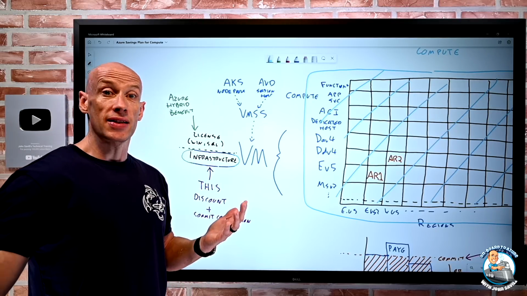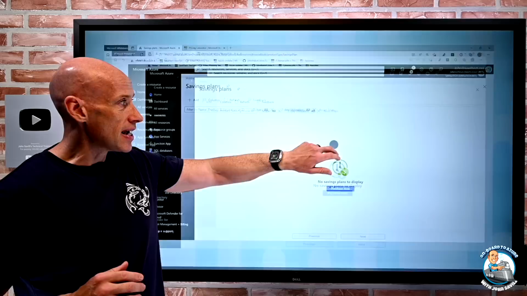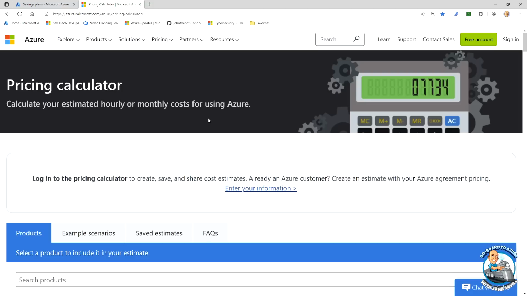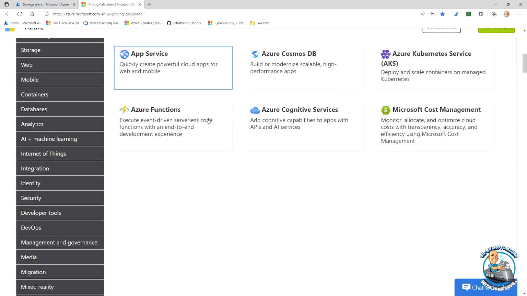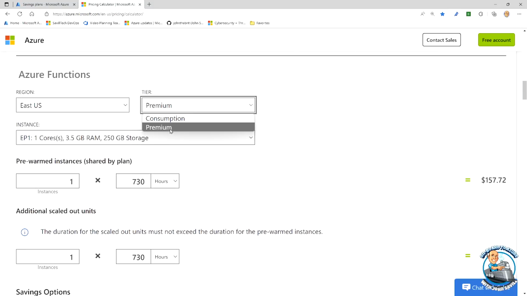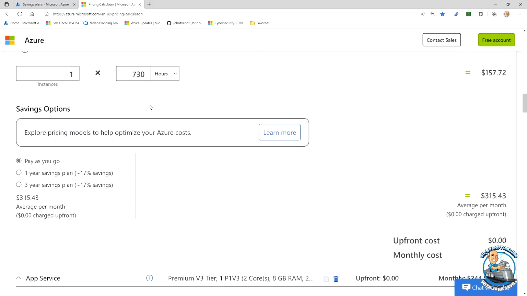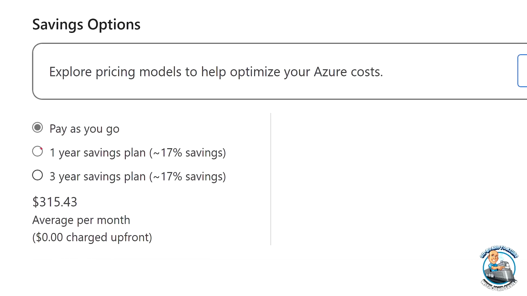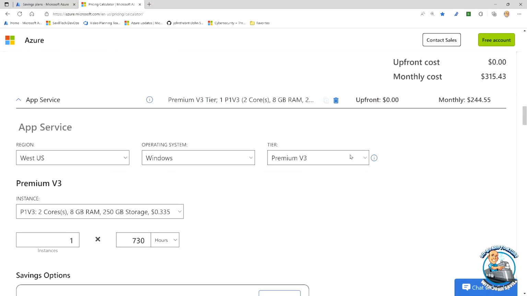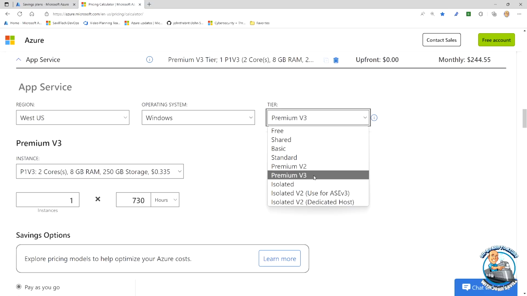And as we talk about the pricing calculator, that's where I can go and see, well, what discounts would I actually get? And it confirms what services are in scope. So to save a bit of time, I did pre-populate the pricing calculator. So I've added functions. Now it does have to be the premium tier, but then I can see, hey, look, I've got this option. Pay as you go, or with a savings plan for functions, it would be a 17% discount. Then for app service, again, it has to be this premium V3.